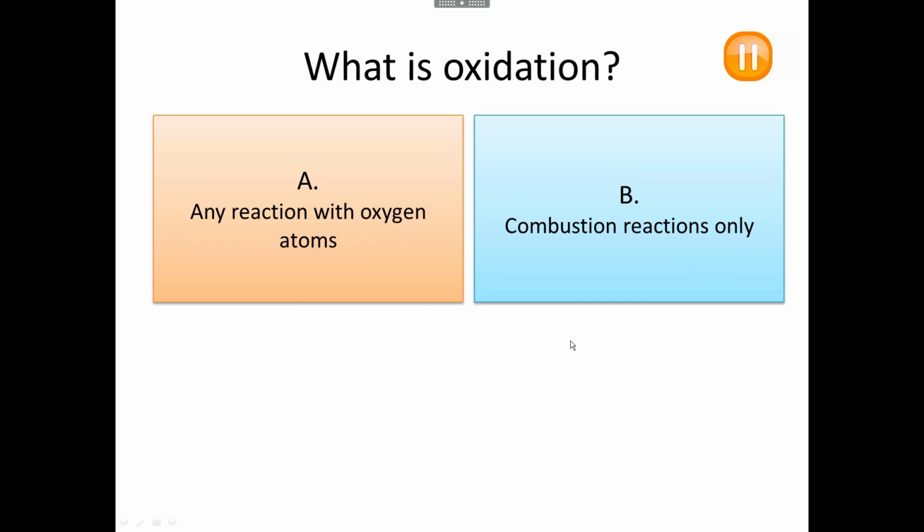Right, what is oxidation? Quick revision. Is it just combustion reactions, or is it any reaction with oxygen atoms? What do you think? A or B? Make your choice now.